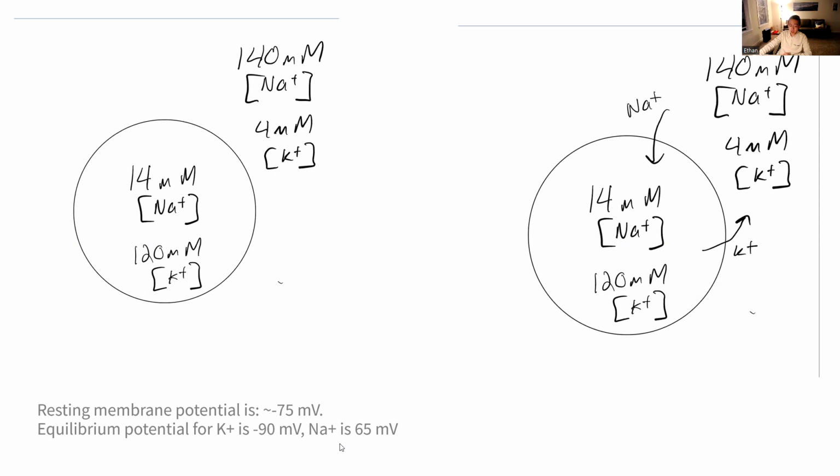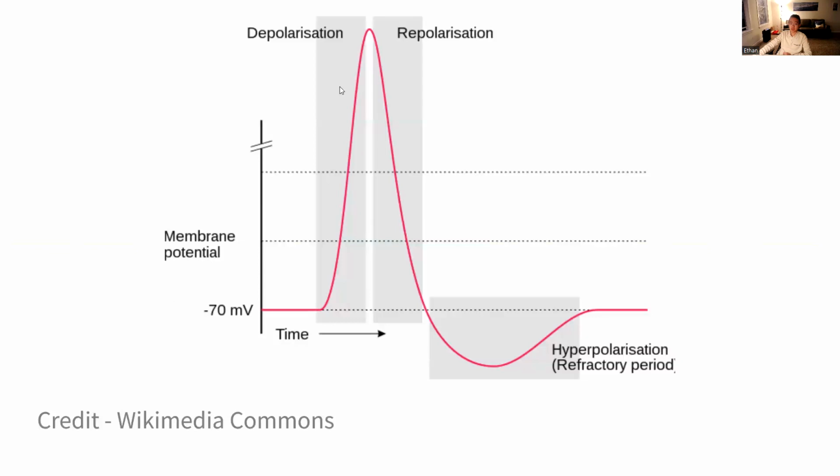However, because we know the equilibrium potential of sodium is 65 millivolts, it doesn't matter how badly the sodium wants to get inside the cell. That diffusion of sodium inside the cell will stop once we reach a membrane potential of 65 millivolts, which is way up here, right? Even if sodium wants to diffuse in, it won't.